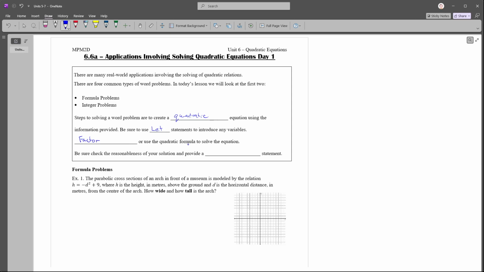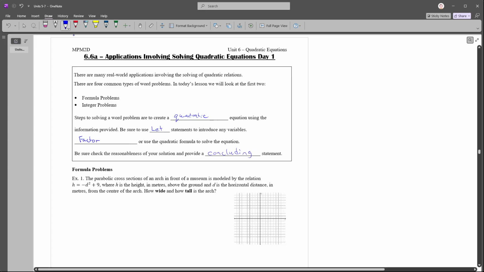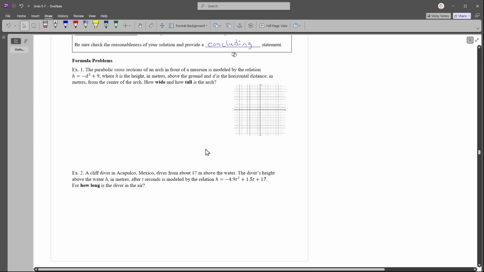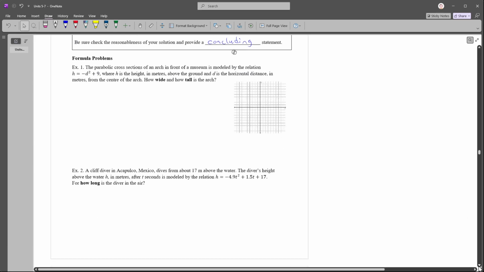When we're all said and done, we have to make sure that we check the reasonableness of our solution, because oftentimes we'll get 2 possible answers, and one of them might be a throwaway. Other times, they may both be valid. It depends on the problem at that point. So once we've checked the reasonableness of our solutions, we're then going to provide a concluding statement of some kind, therefore, that kind of thing. So without further ado, let's get into the first problem.